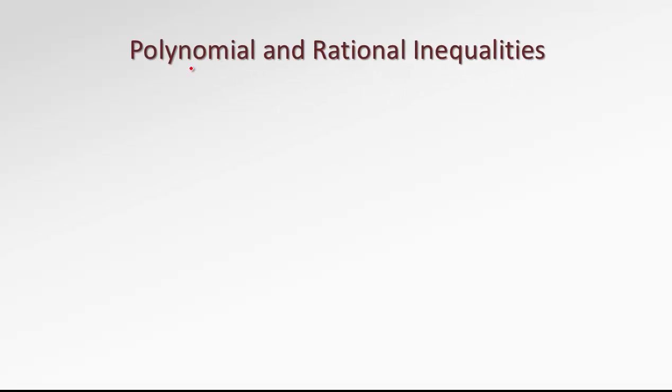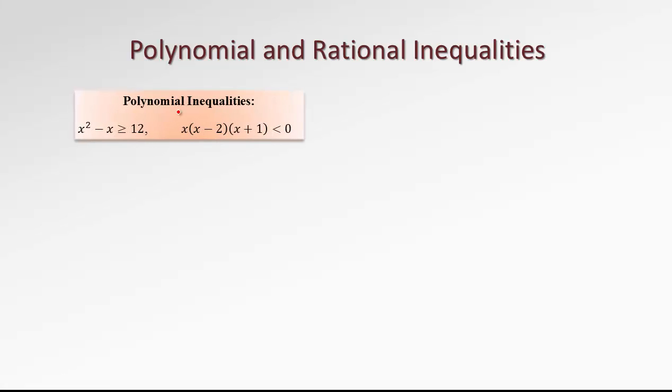This video is about solving polynomial and rational inequalities. Here are examples of some polynomial inequalities. In the first example, we have polynomials on both sides of the inequality. In the second example, we have a polynomial on the left-hand side that is compared to 0, and this polynomial is already in a factored form.